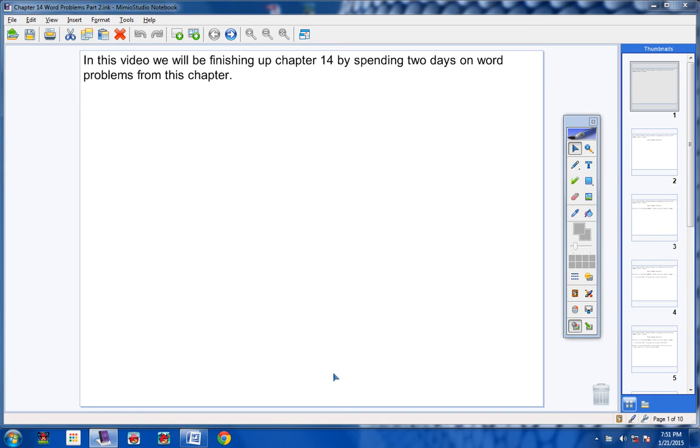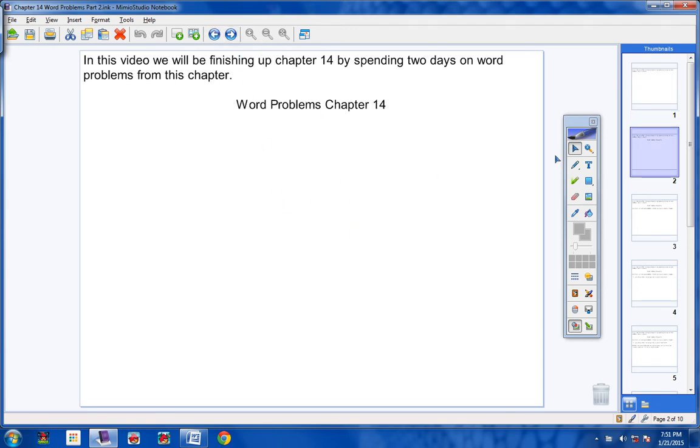Finishing up chapter 14 by spending 2 days on word problems from this chapter, okay? Now, you already know that we spent 1 day on word problems, and this will be our second day on word problems from this chapter. Your heading for today is Word Problems Chapter 14, and be sure and include today's date.